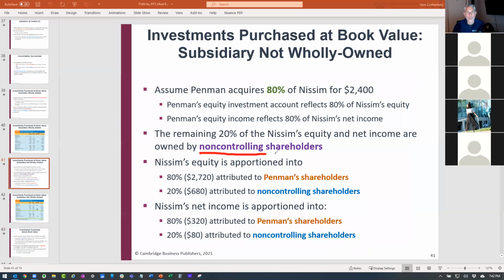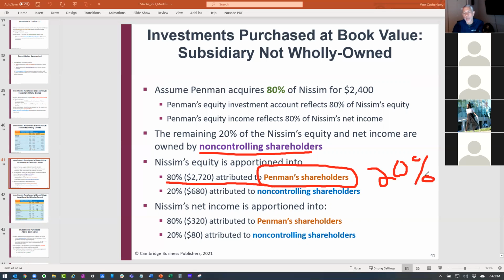Let's talk about non-controlling shareholders and non-controlling interest. Note that only 80% of NISM's equity is apportioned to Penman shareholders. So there's still 20% of NISM's equity that is owned by somebody else. How's that work? We're consolidating the financials as if we owned 100% of it, but we don't own 100% of it. There's still 20% of it that's owned by somebody else.